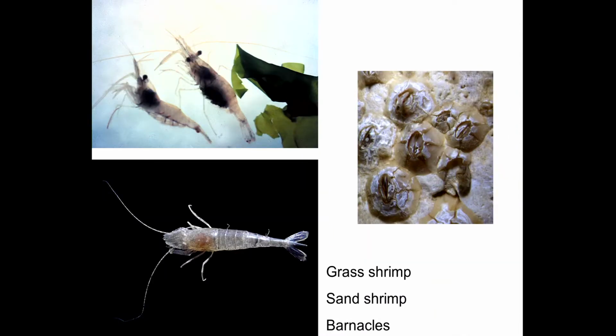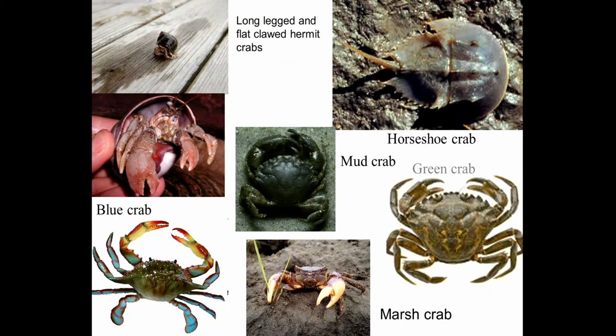We have some shrimps. These are grass shrimps and sand shrimp, and we have barnacles. Whenever there's a hard substrate available, you're likely to find some barnacles. And then various crabs. Of course, this horseshoe crab is not really a crab, but it's called a crab.